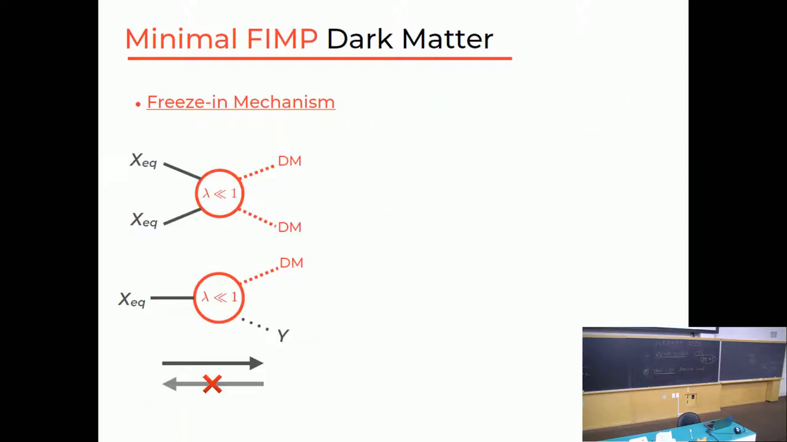So just a quick reminder, what's the freeze-in mechanism? The idea is that dark matter has super tiny interactions with the standard model or some other particle that's thermalized with the thermal bath in the early universe. So in the early universe, the production mechanism for dark matter is through scatterings or decays of thermal particles. And the big point here is that these couplings are so suppressed that this only happens in one direction. The number density of dark matter is never thermal, it never thermalizes, so the inverse process is suppressed.